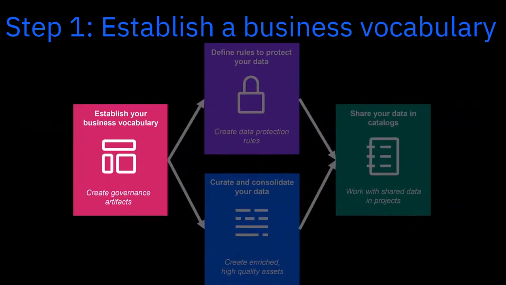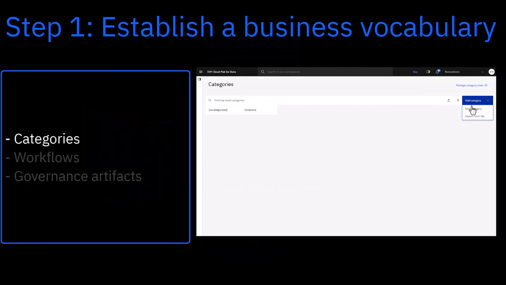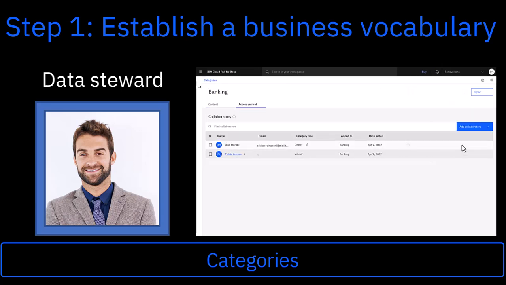In Step 1, you might establish your business vocabulary by using categories, workflows, governance artifacts such as business terms, reference data sets, and custom data classes or knowledge accelerators. You can create categories to organize governance artifacts in a hierarchical structure similar to folders. And you add collaborators with roles that define their permissions on the artifacts in the category.